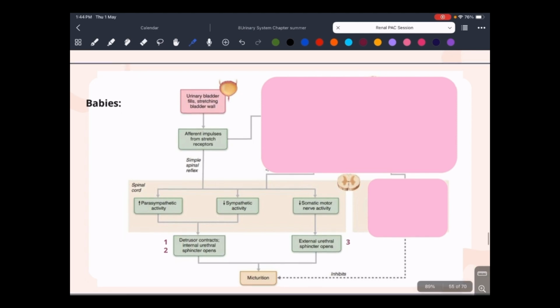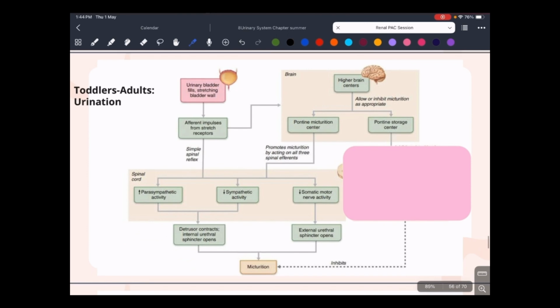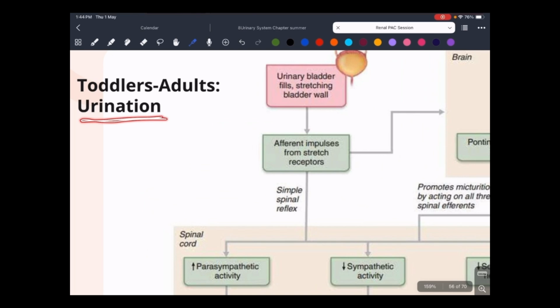Okay. We don't stay babies forever. We turn into toddlers and adults. And of course, as the baby grows older, higher brain centers get activated. We have a new player in the game. Okay. We're gonna take it in the same way. This situation, we're gonna say, no, the person decides to urinate.